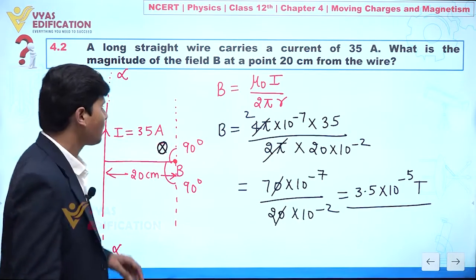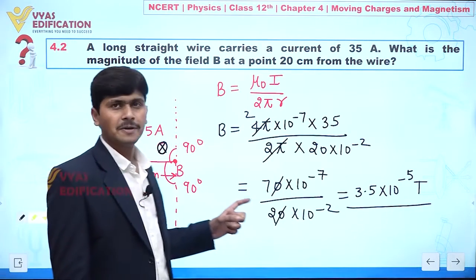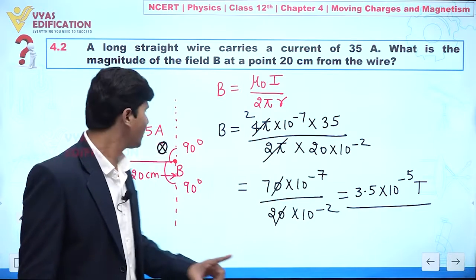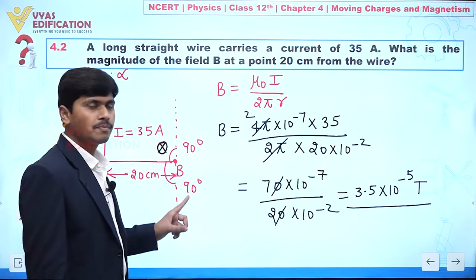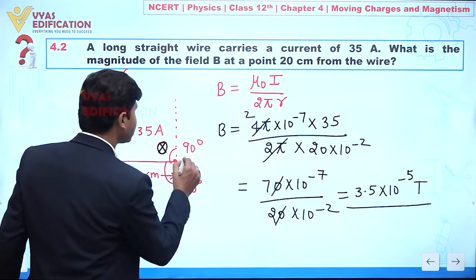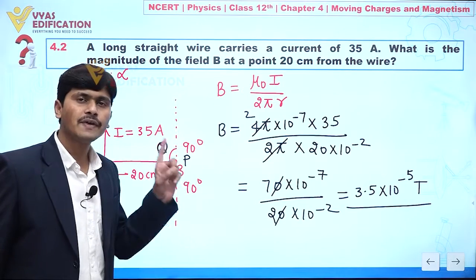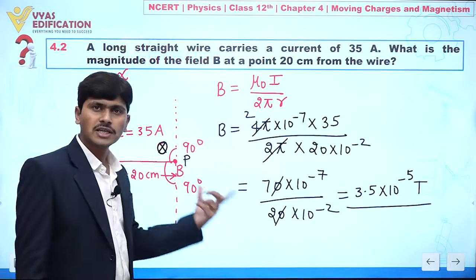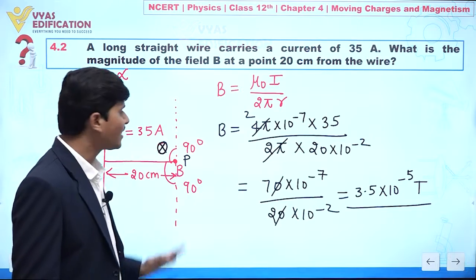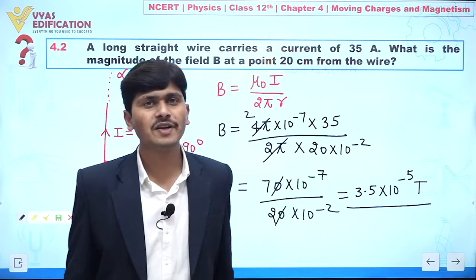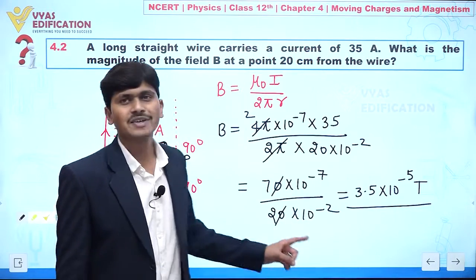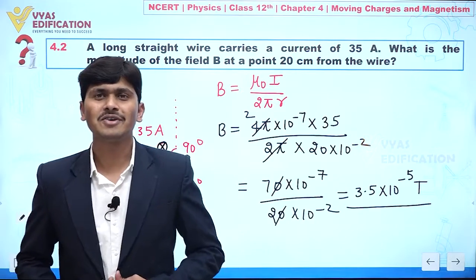Clear to everyone? So the magnetic field at a point P, any point, let's suppose we are saying P, at a distance 20 centimeter from this long straight wire, is given by 3.5 into 10 to the power minus 5 Tesla. So this is all about this question.